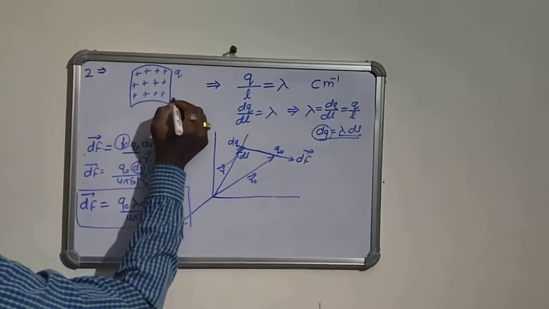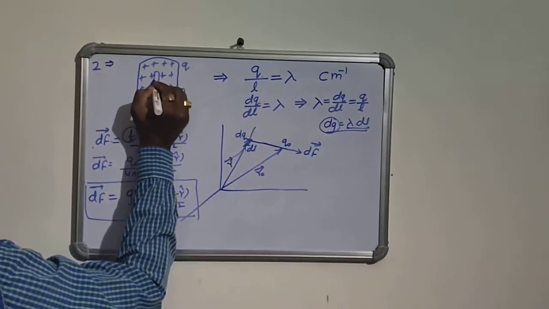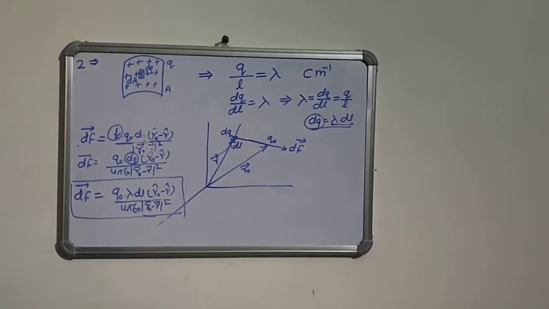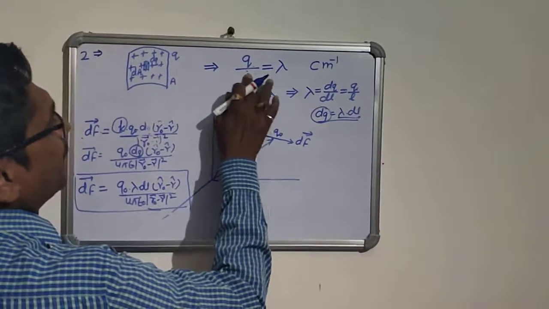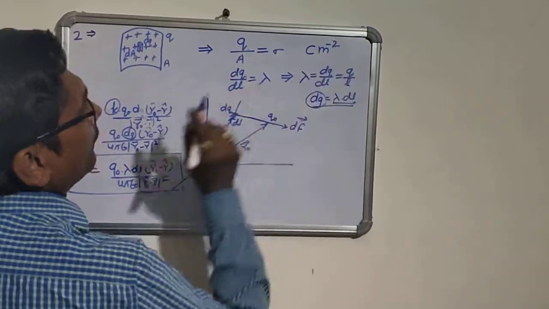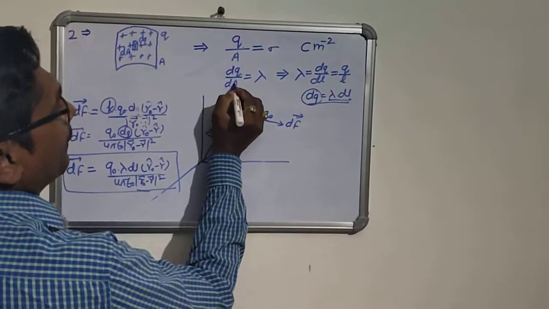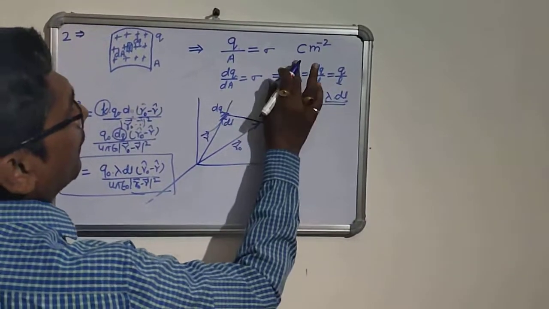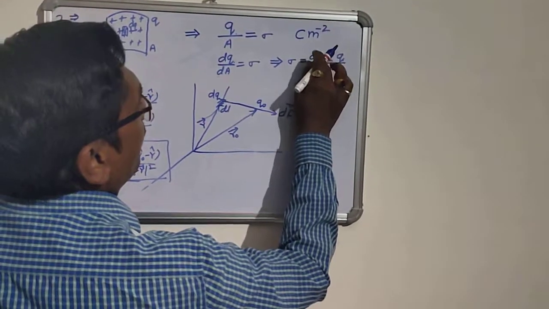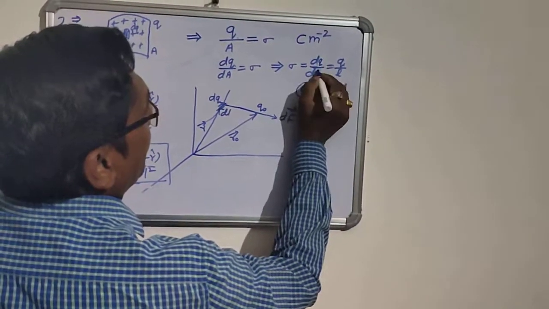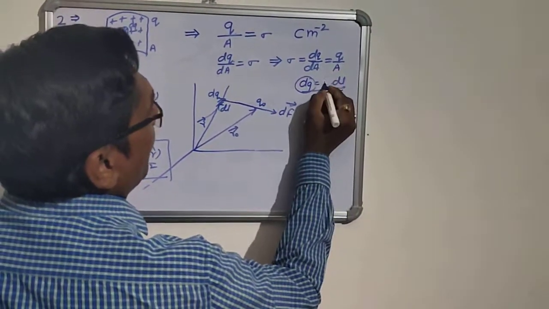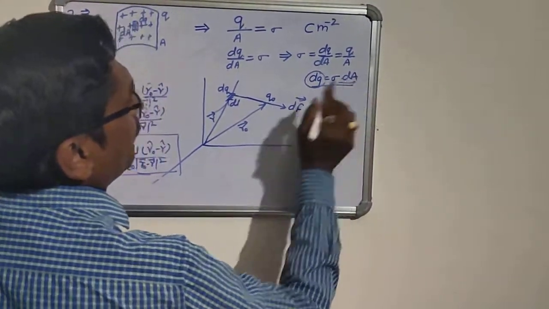Total charge on the sheet is q and area is A, and suppose this is a small segment which has charge dq and area dA. So sigma, in coulombs per meter square, equals dq by dA, or q by A, and this equals sigma into dA, the small charge.